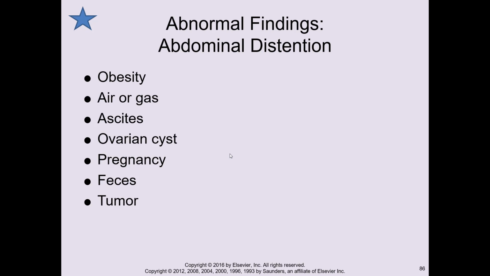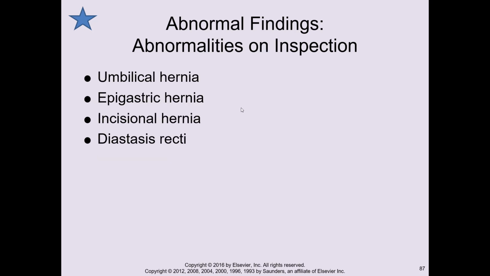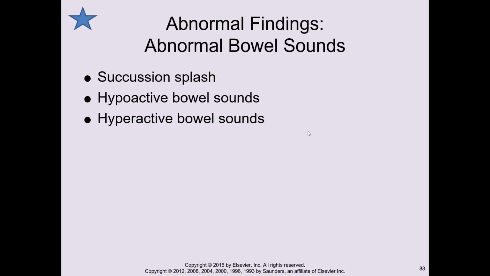Abnormal findings. You might feel gas. You'll see ascites. Doubt that you would feel an ovarian cyst at your level. You certainly would be able to palpate a pregnancy. It's very common you might be able to palpate feces in the bowel or occasionally a tumor. You would be able to see or palpate an umbilical hernia, an epigastric hernia, an incisional hernia.